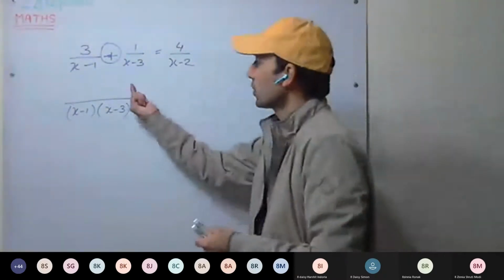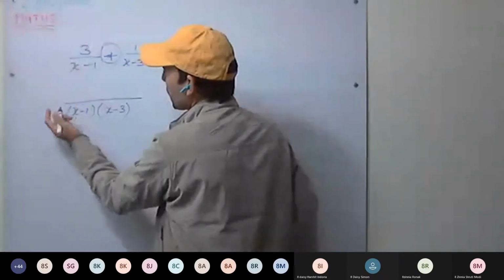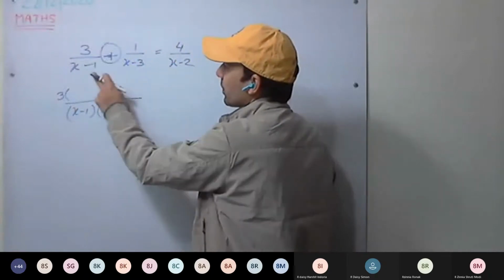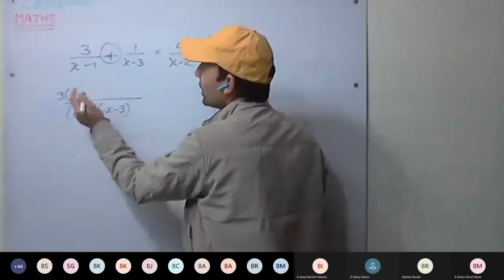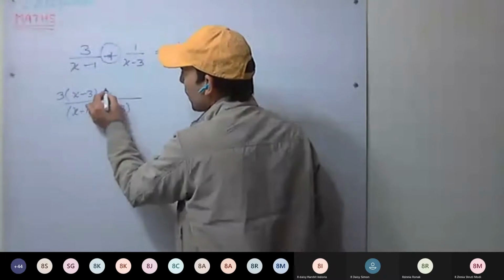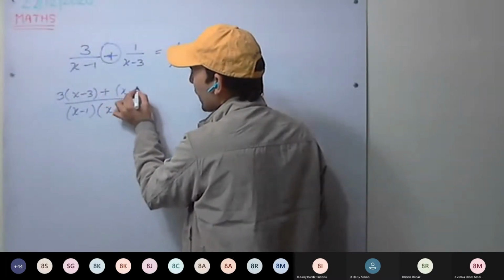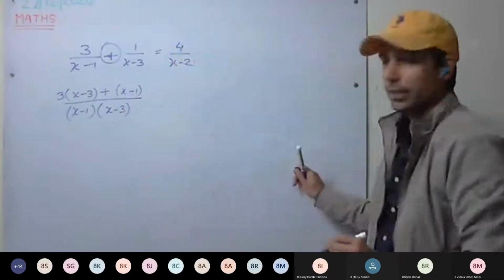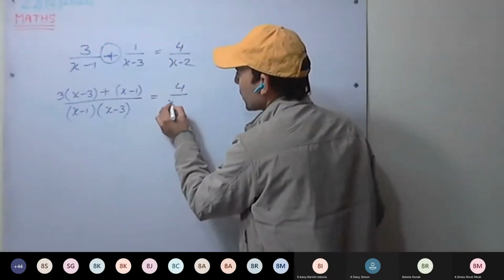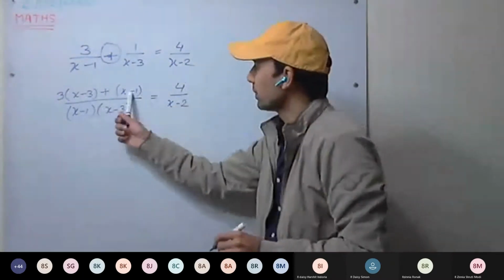Start doing it, solve it. What will be the numerator here? The first term of the numerator: 3 into what do we have to multiply with? x minus 3. Then plus sign, 1 into x minus 1. This will be our left hand side, and the right hand side has no change. Now solve this one.